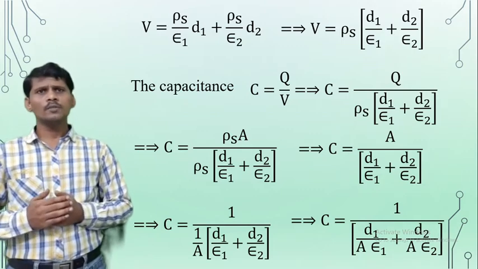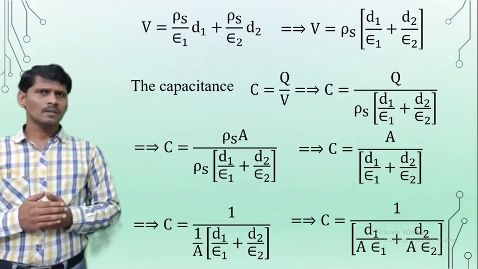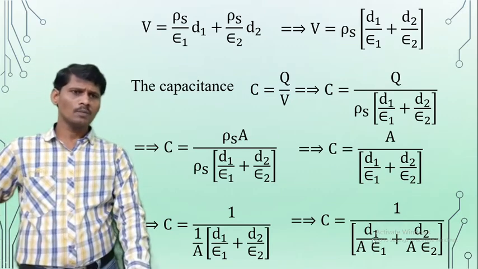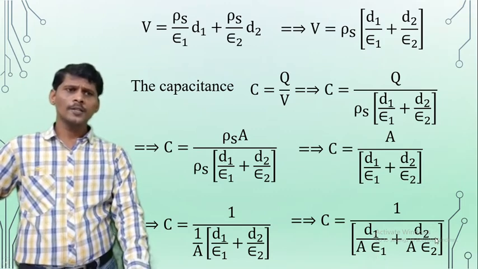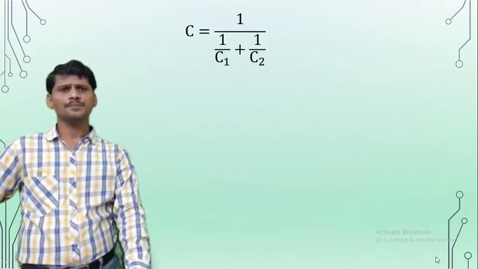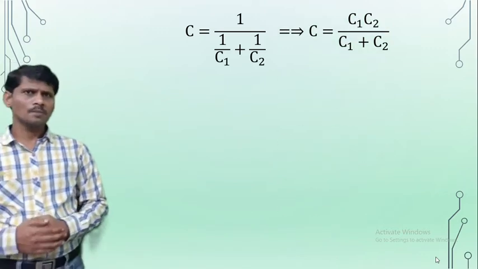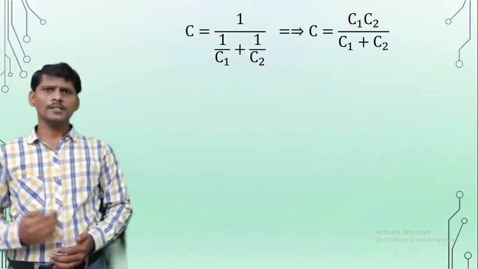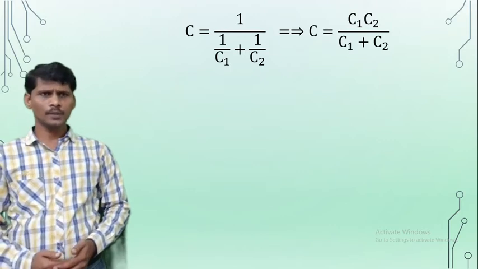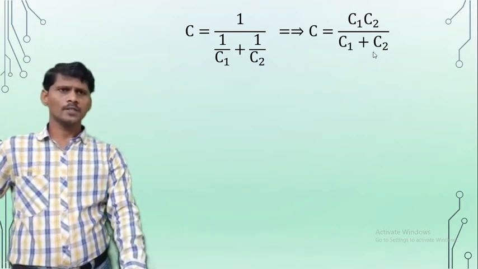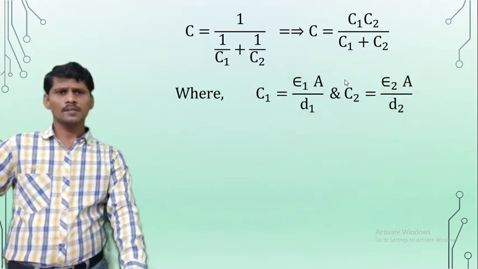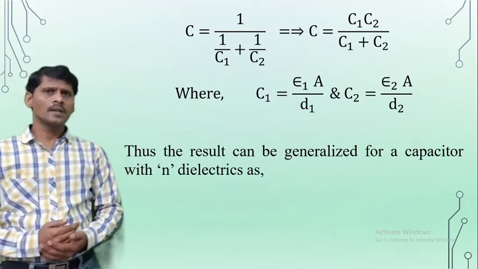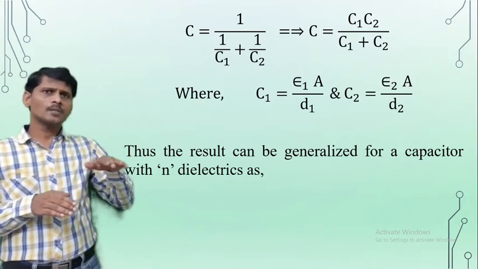So we know that the value of the parallel plate capacitor C is equal to epsilon A by D. Therefore, here d1 by A epsilon 1 is 1 by C1, and d2 by A epsilon 2 is 1 by C2. So 1 by C is equal to 1 by C1 plus 1 by C2, where C1 is equal to epsilon 1 A by D1 and C2 is equal to epsilon 2 A by D2. Taking the LCM, we get capacitance C is equal to C1 C2 by C1 plus C2. So this is the value of the capacitance, when the dielectric interface is considered parallel to the plates.